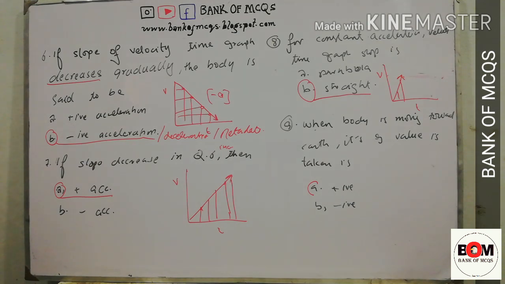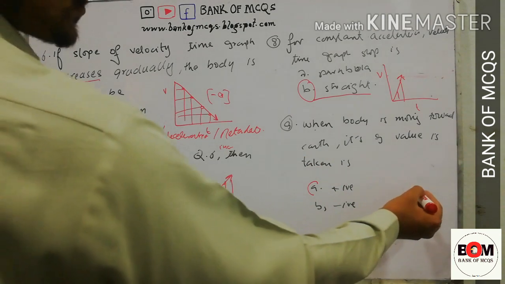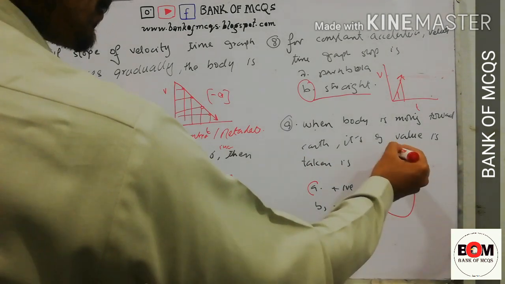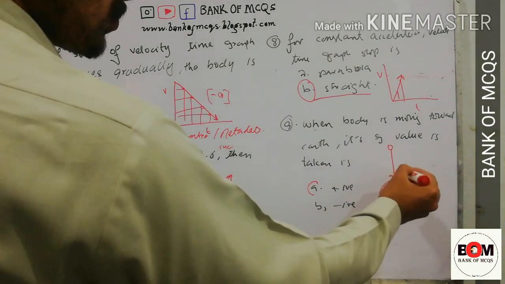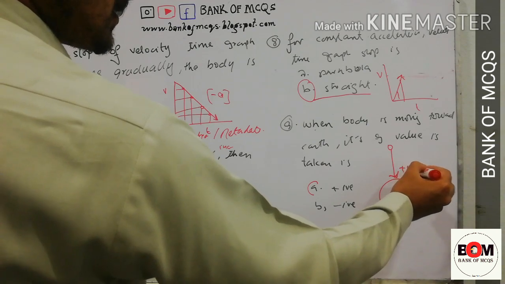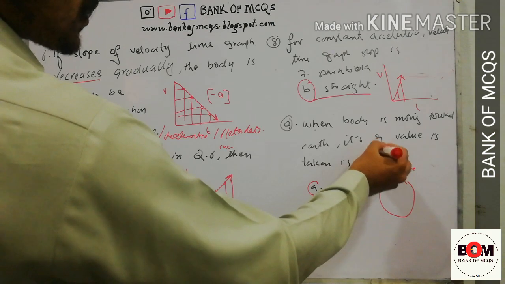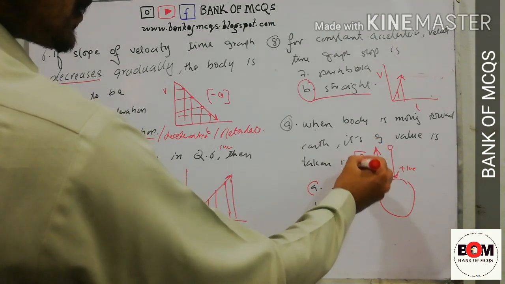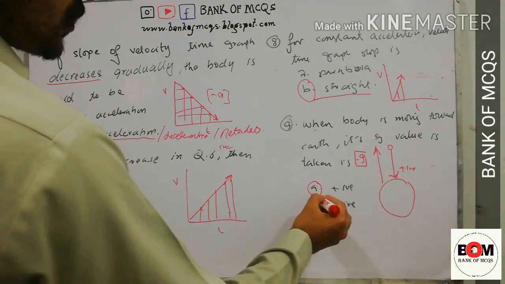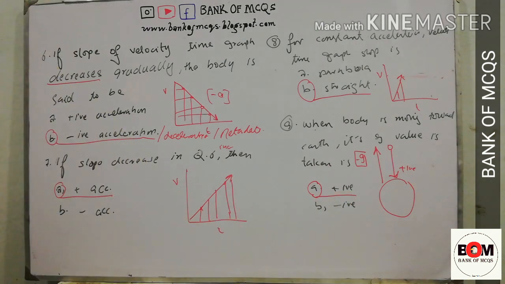So if a body is moving towards earth, this is earth and this object is moving towards earth, so this quantity, g, will be considered as positive. And if the body is moving upward, then for that body g will be considered as negative. So in this case, it is towards earth, so it is positive.